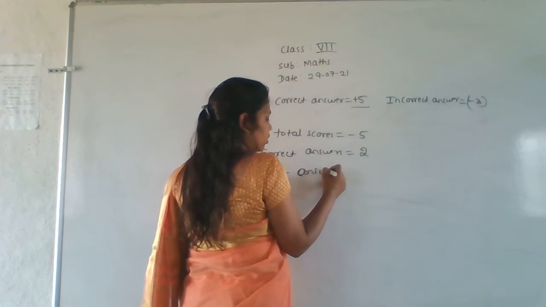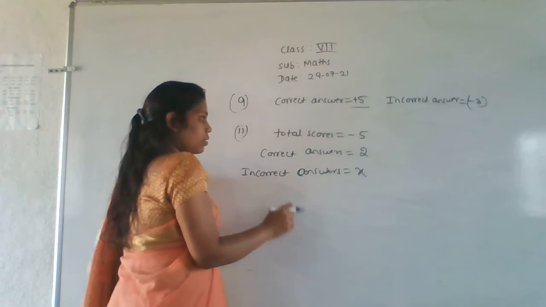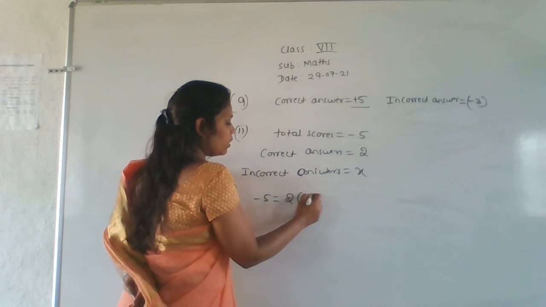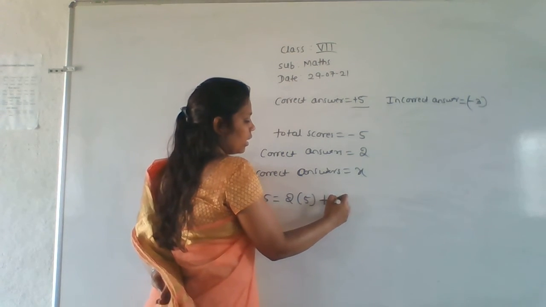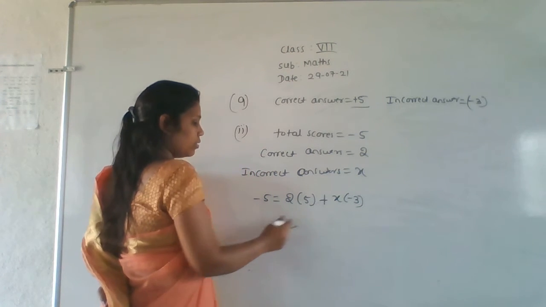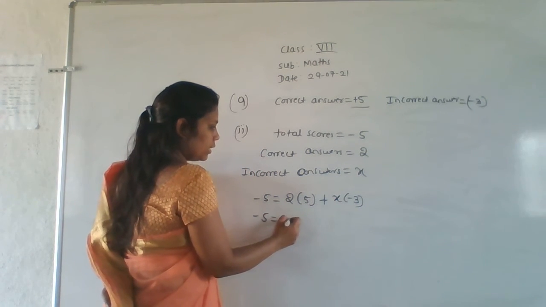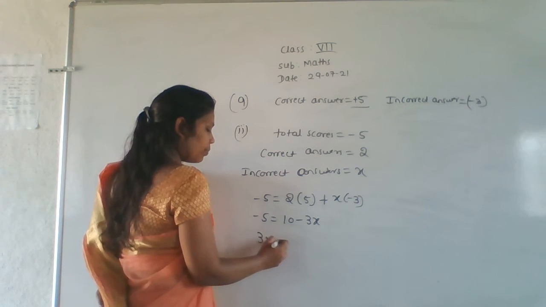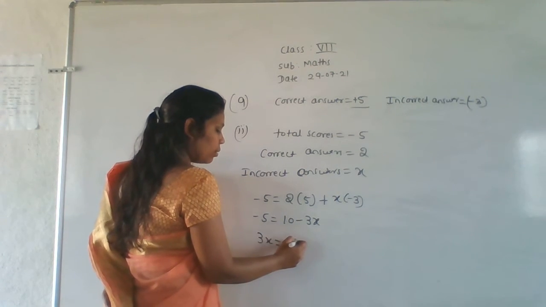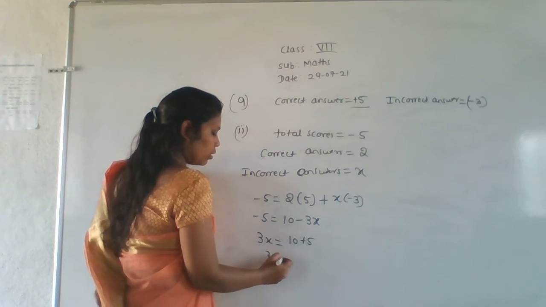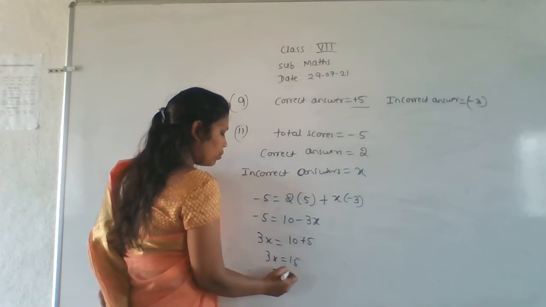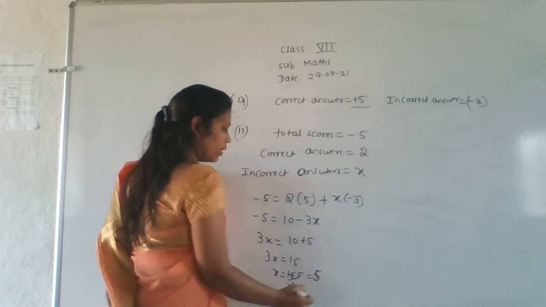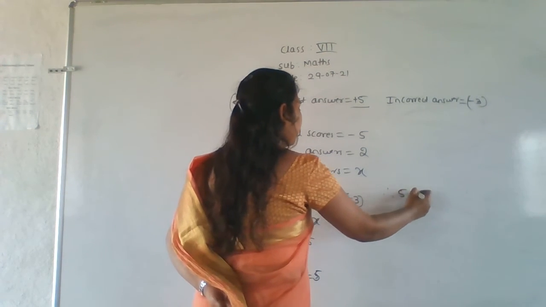The incorrect answers, consider them as x. Now, the total score minus 5 is equal to, for correct answers, we multiply with 5, plus x into minus 3 for incorrect answers. So minus 5 equals 10 minus 3x. Take this minus 3x to this side, and this minus 5 to the other side. Next, 3x is equal to 15. X is equal to 15 by 3, that will be 5. So, therefore, 5 incorrect answers.